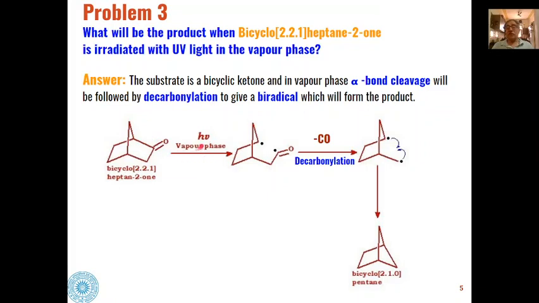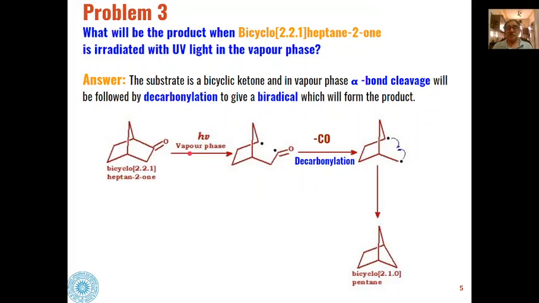When this is photochemically irradiated in the vapor phase, again what will happen? Alpha cleavage will take place. This is again a Norrish type 1 reaction. And again the cleavage will take place at a position which will give us a more stable radical. So that means this bond will cleave in preference to this bond. So we will get this type of biradical.